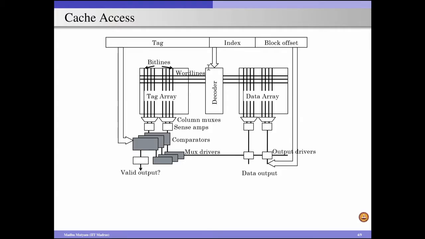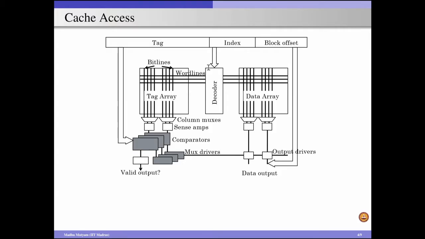And once we read the data, we give the data that we read from the tag array to the comparator as one input, and the other input we supply from our processor generated address, the tag field. And if there is a match, that indicates that our requested data is present in the cache, and then we read the corresponding data from the data array.